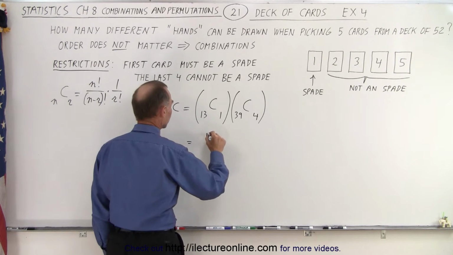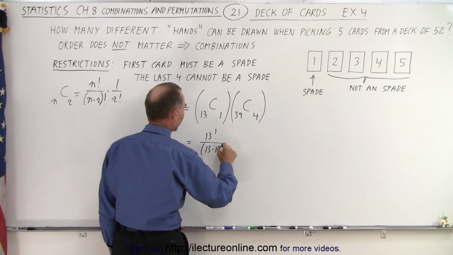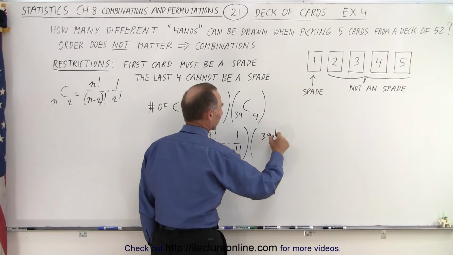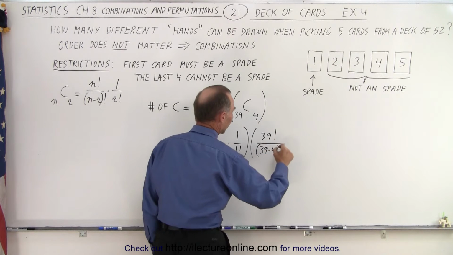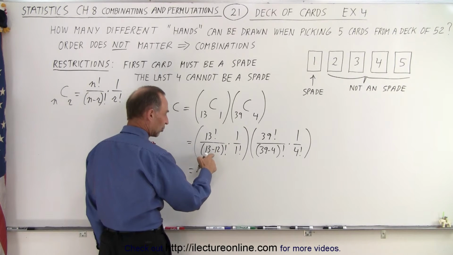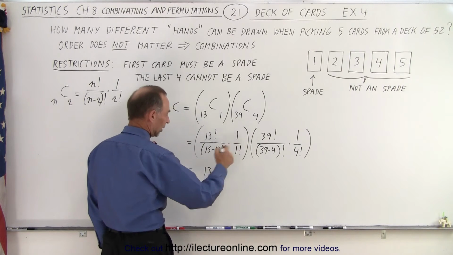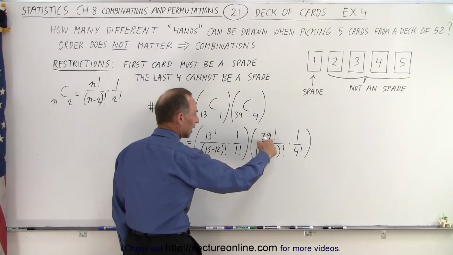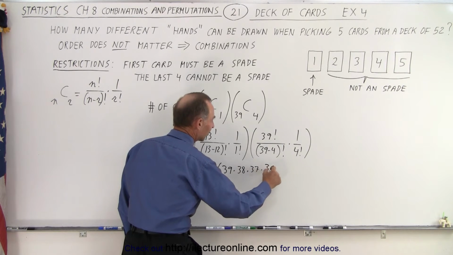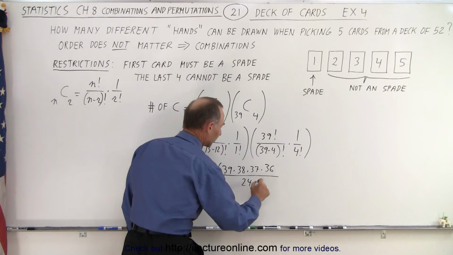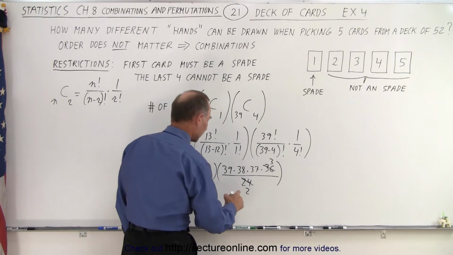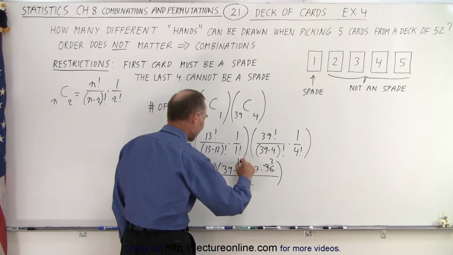So this is equal to 13 factorial divided by (13 minus 12) factorial times 1 over 1 factorial. And that is then multiplied times 39 factorial divided by (39 minus 4) factorial times 1 over 4 factorial. So simplifying that, we have 13 factorial divided by 12 factorial. This gives us just 13 times 1. So just simply 13. And here we get 39 factorial divided by 35 factorial. That's 39 times 38 times 37 times 36 divided by 4 factorial, which is 24. So here we see that 24 and 36 are both divisible by 12. So this is 2 and this is 3. And 2 and 38 is divisible by 2. So that's 19 and 1.